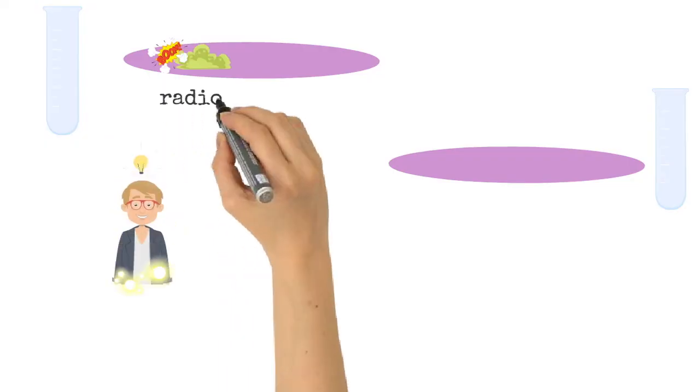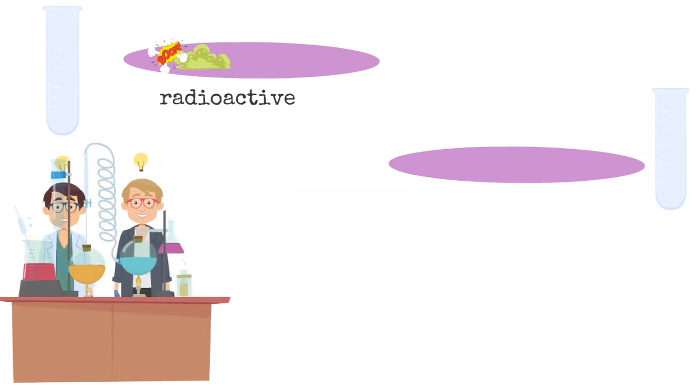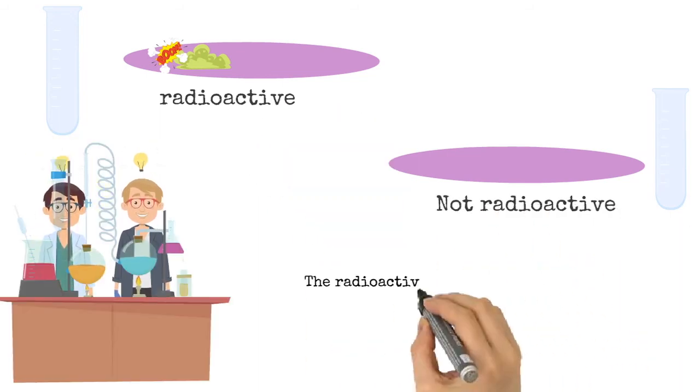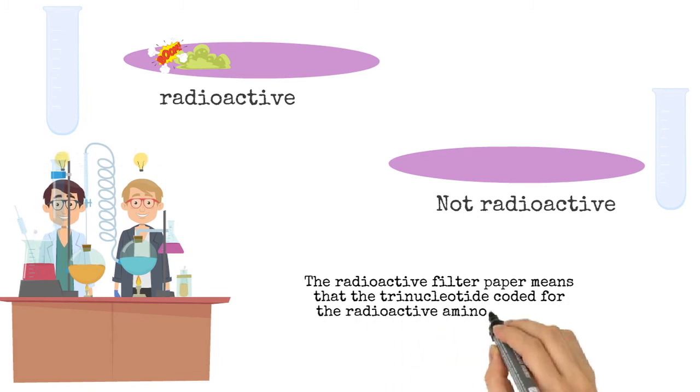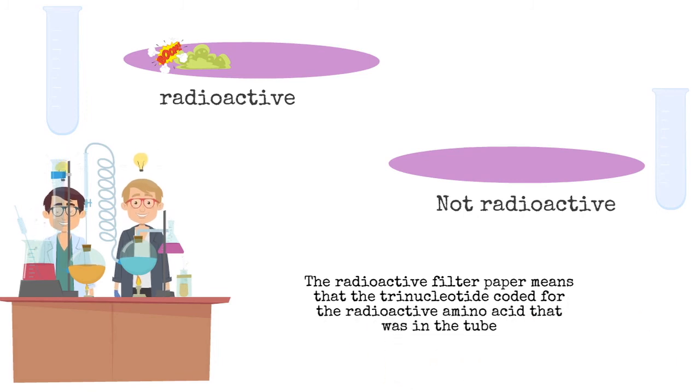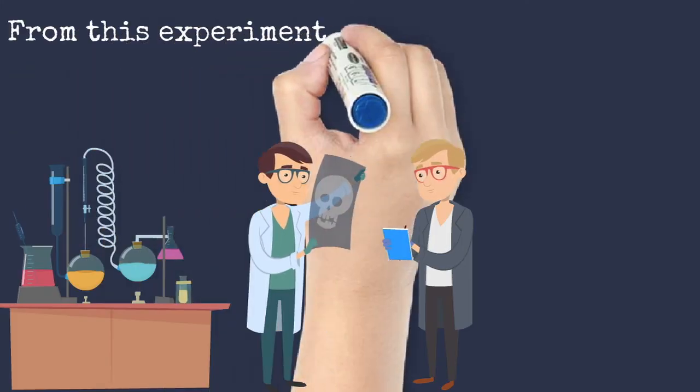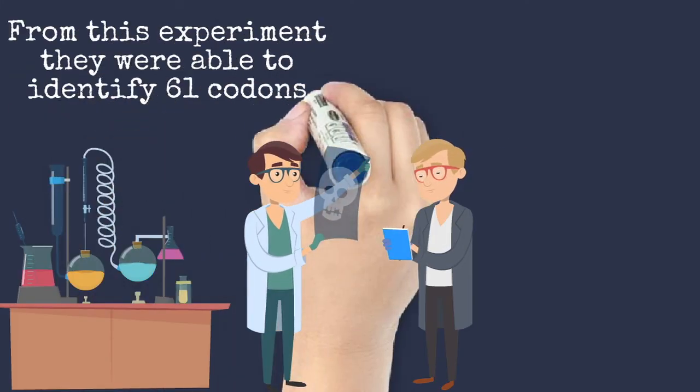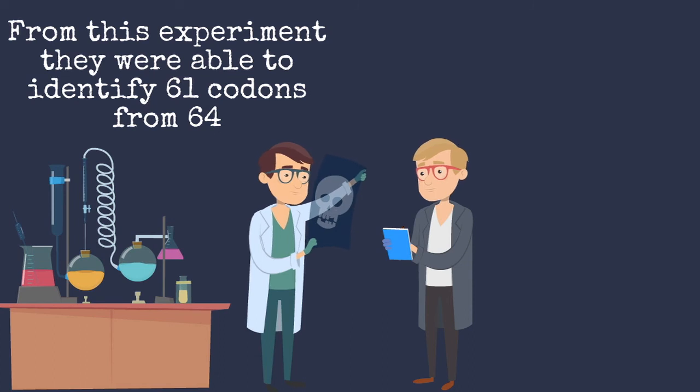After the mixture was poured and washed, they would check the filter paper to see if it was radioactive. The only way the filter paper could be radioactive is if the trinucleotide coded for the radioactive amino acid that was in the tube. The result of this experiment, after being repeated multiple times, was that they were able to match 61 different combinations of codons out of the 64 codons to their amino acid.